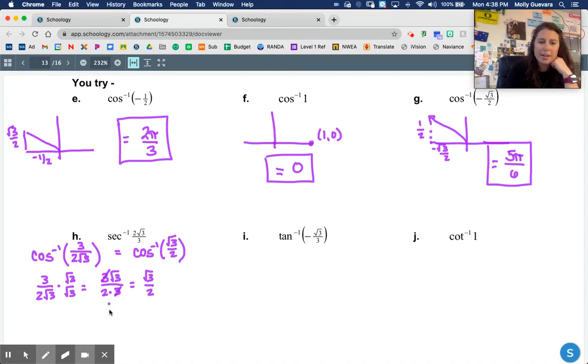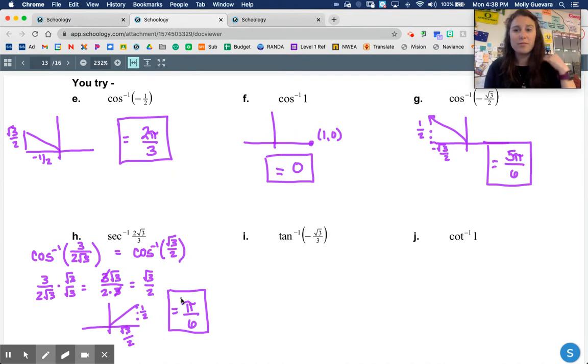So now I can go ahead, right, and I can draw them. If it helps you to draw it, it helps me to draw it personally. It's positive root 3 over 2. So this is root 3 over 2, which means this guy is 1/2. What angle fits that? And we should know that it's pi over 6. So that's our practice of cosine. Very, very similar to sine. The only difference is I'm looking at the x-coordinate instead of the y-coordinate.